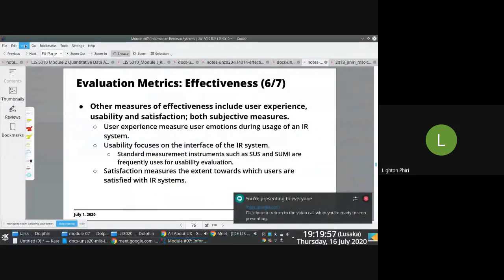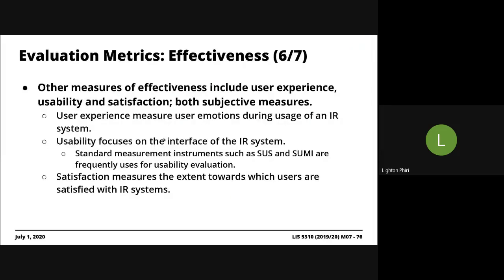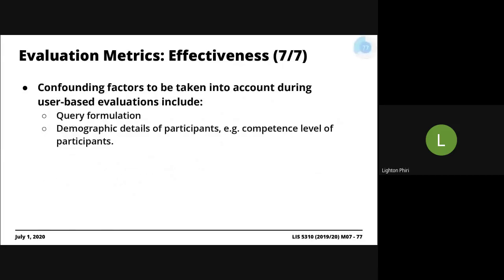Other things that you can take into account are the usability of the interface of the information retrieval platforms here. Again, satisfaction is coming up here. But again, similar to efficiency, what you want to do when you're measuring effectiveness is take into account all potential confounding factors. Queries that are being used.